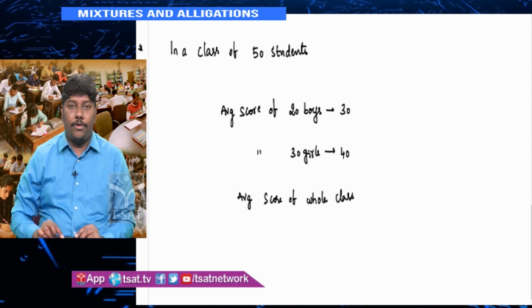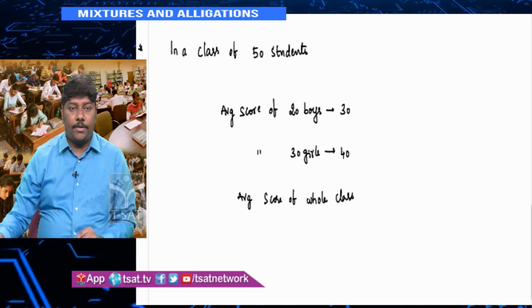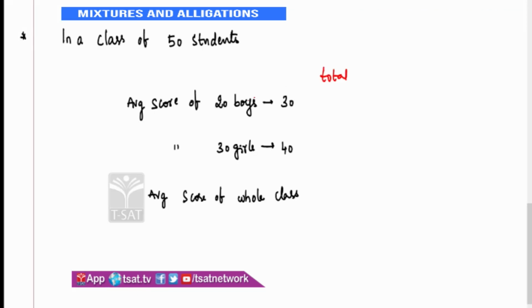So what is the total score of boys? There are 20 boys and 30 is their average. Therefore the total score is 20 into 30, 600. Total score of girls is 30 into 40, that is 1200. Therefore the entire score of the class is 1800. Then you divide it by 50 members in the class, and we say the average is 36, right?